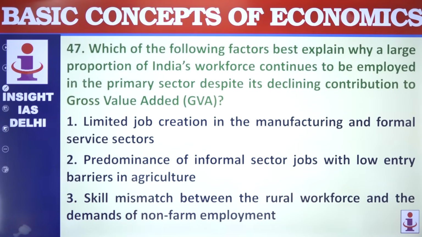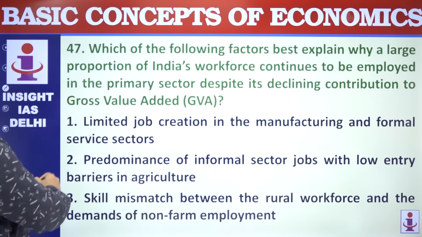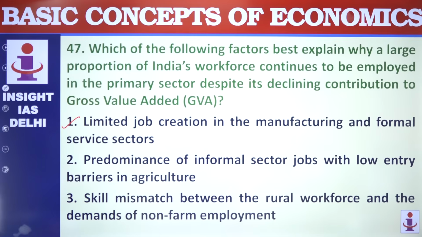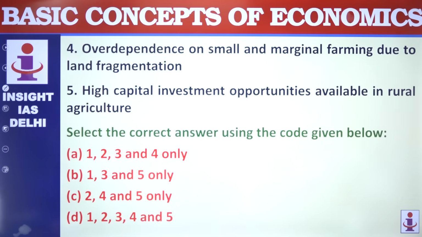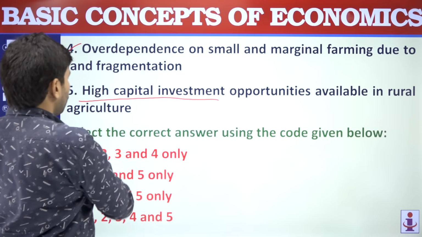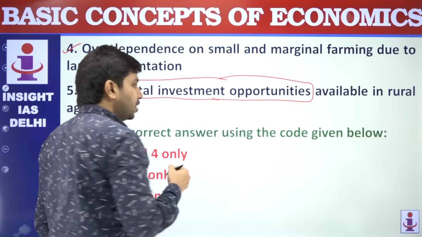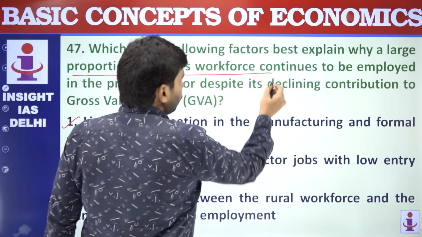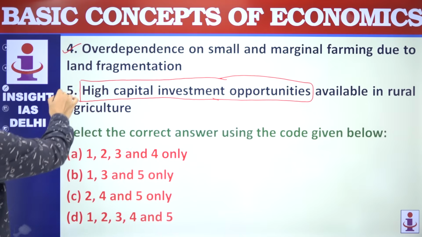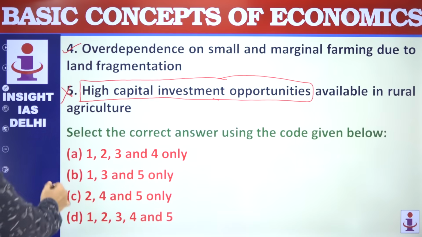Which of the following factors best explain a large proportion of limited job creation in the manufacturing and formal service sectors? Predominance of informal sector jobs with low entry barriers in agriculture? True. Skill mismatch between the rural workforce and the demands of non-farm employment? This is also correct. Overdependence on small and marginal farming due to land fragmentation? Yes. High capital investment opportunities available in rural agriculture? India's rural agriculture does not have the potential of high capital investment opportunities. Like, it has investment opportunities there, but this is not the reason for the proportion of India's workforce staying in the primary sector. This statement is not correct. So the correct answer will be option A.